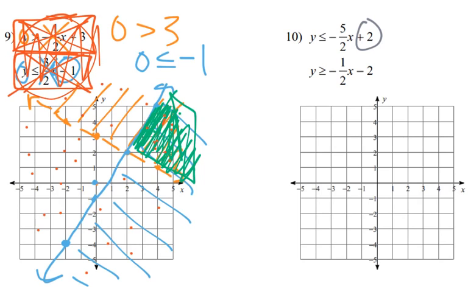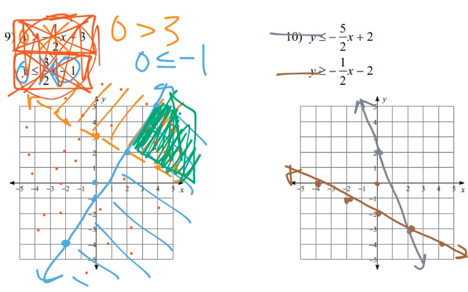So, next one. Positive 2. Go up to 2, down 5, to the right 2. It is a solid line. Draw the solid line. Second one, negative 2. Go down 1 to the right 2, or up 1 to the left 2. It's also a solid line because it's got the equal to. Now where do we shade on either one? Well, let's pick 0, 0 as our point, and let's do them at the same time. Okay, remember that's gray, that's brown.